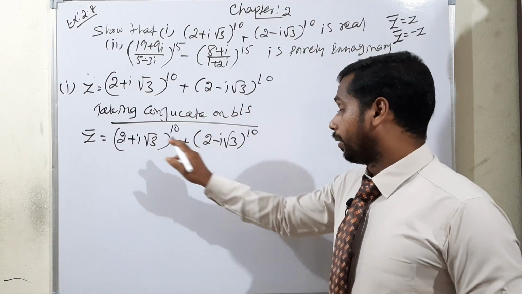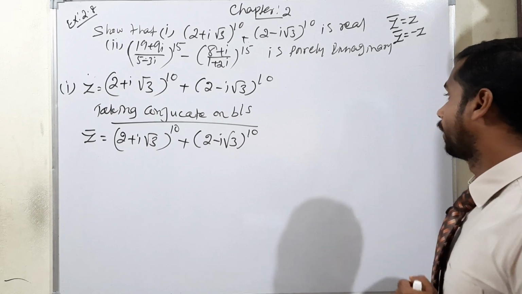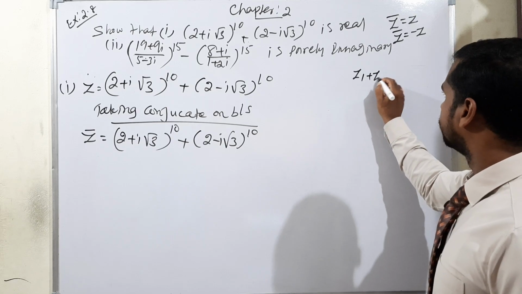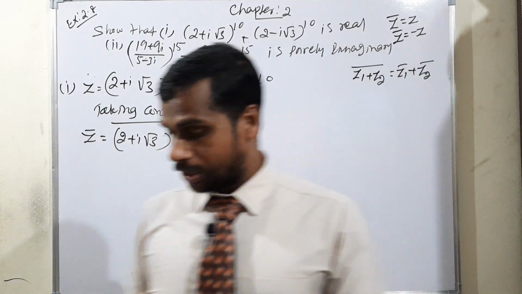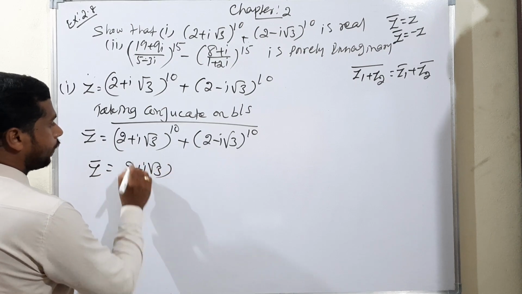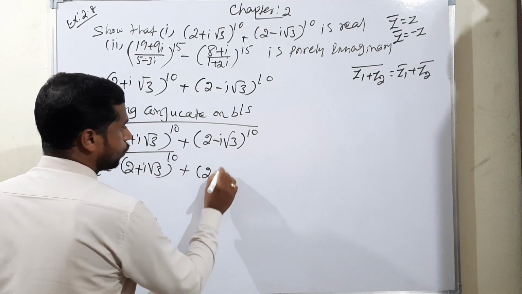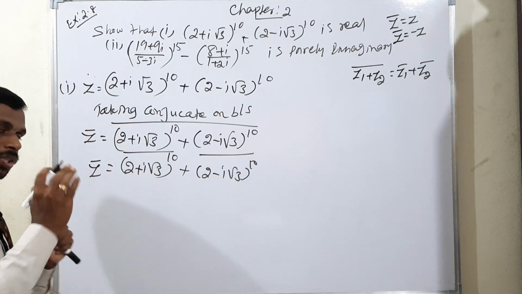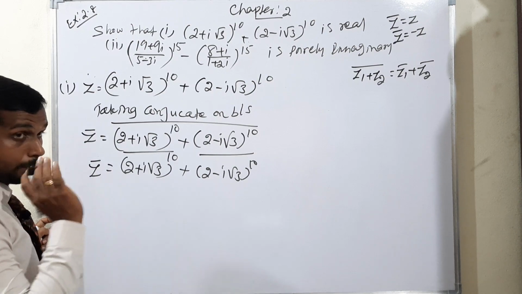Now we already know one property of conjugate that we have discussed. I think in basic concept part 2, I already gave clear points on each and every one. Z1 plus Z2 the whole bar means what will happen? Z1 bar plus Z2 bar. So we have to change it here: Z bar is equal to 2 plus i root 3 the whole power 10 with a separate bar, plus 2 minus i root 3 the whole power 10, here also bar. To remove the bar, you have to change the sign of only the imaginary term, not the real term.